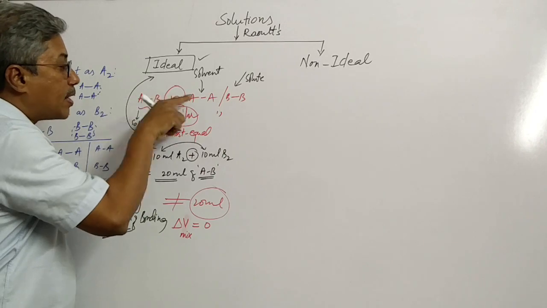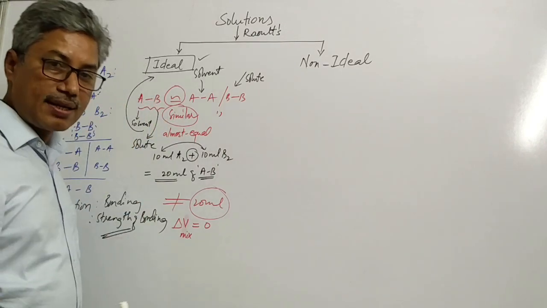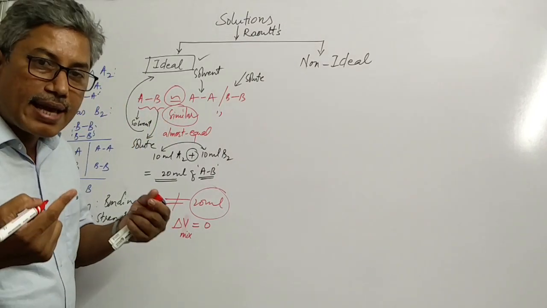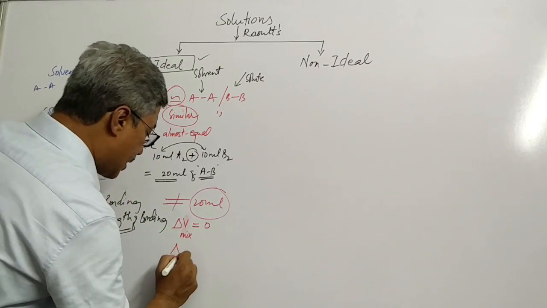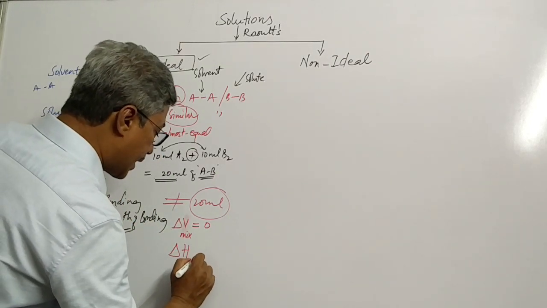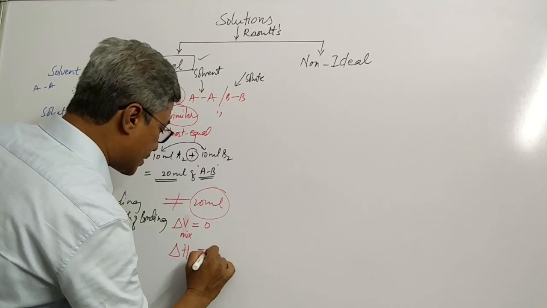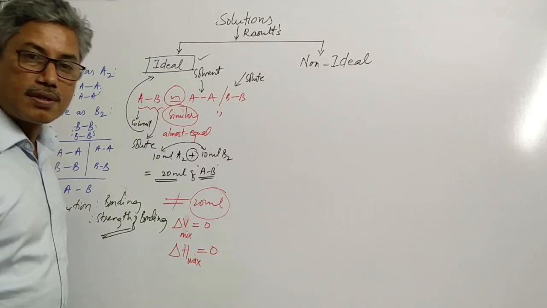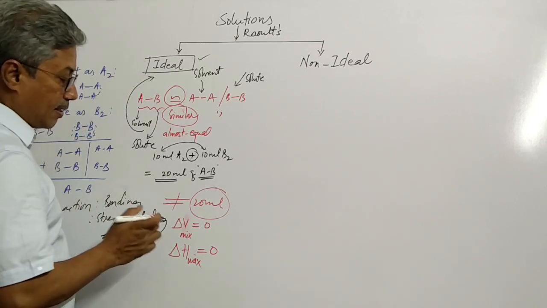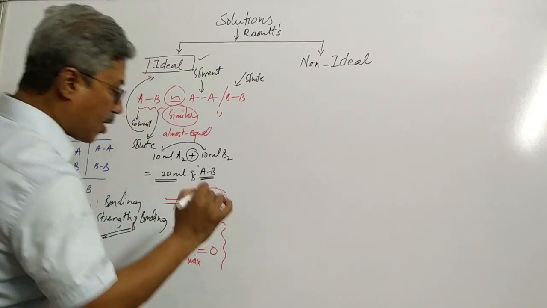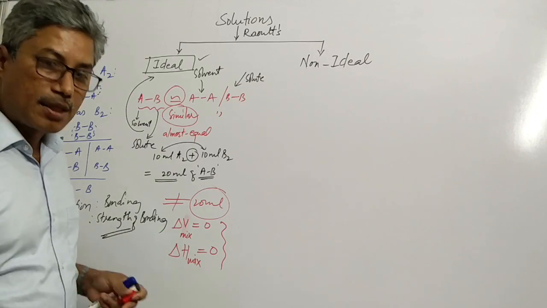Similarly, as the bond strengths are similar, there is no absorption of energy nor is there release of energy. It means that delta H mixing upon mixing is also equal to 0. Are you noticing, students? These are the important characteristic properties of the ideal solutions.